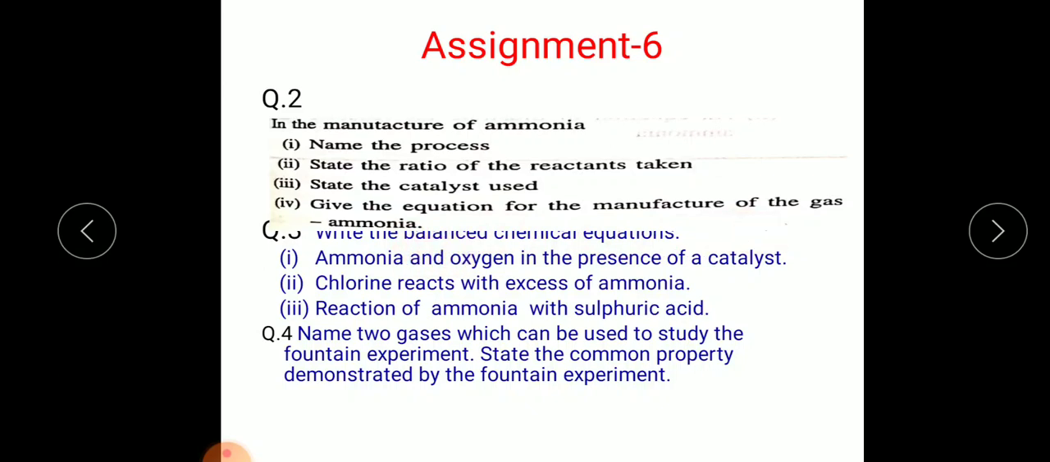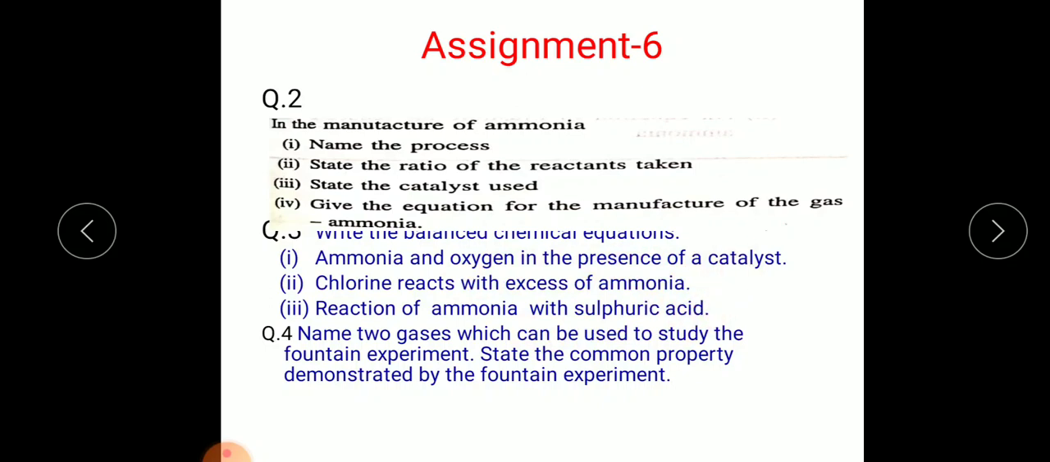And question number 3 is: write the balanced chemical equations. Number 1, ammonia and oxygen in the presence of a catalyst. Chlorine reacts with excess of ammonia, and reaction of ammonia with sulfuric acid. You need to write down the balanced equation for these 3 statements.